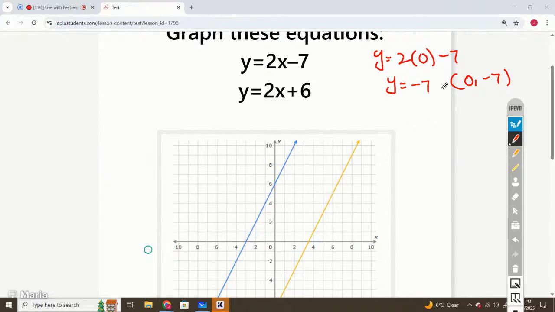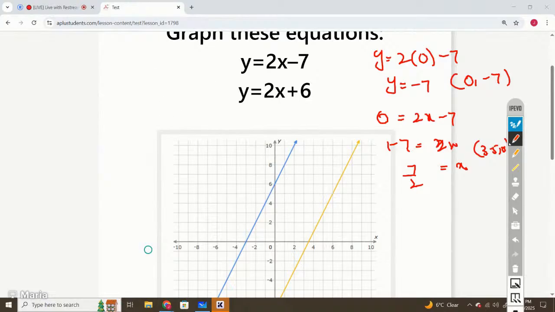For the second one, now we need to put y equals 0. 0 equals 2 times x minus 7. So that is 2x equals 7, x equals 7 over 2. So that is 3.5 and 0, right? 7 by 2 is 3.5.